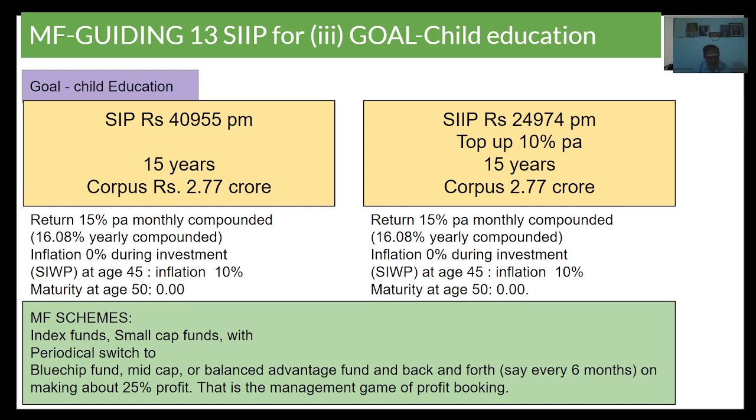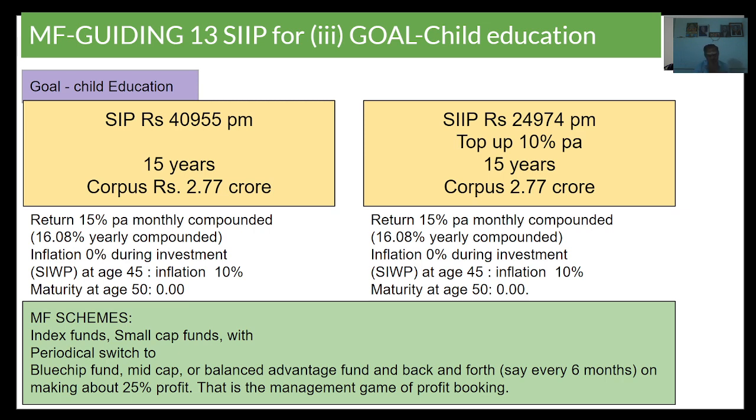instead of SIP of 40,955, we can also have SIIP, systematic Inflapro investment plan, of 24,974 per month at starting, at the age of 30, and top up of 10% per annum. That is, every year we are going to increase the investment by 10% for 15 years, and the corpus is 2.77 crore.